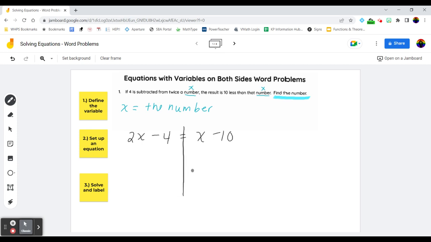Now I need to solve the equation. I don't have to distribute or combine like terms. I just have to get the variable to one side. So I'm going to subtract x because I like to get a positive coefficient. That leaves me with x minus 4 equals negative 10. And then I just have to isolate x by adding 4 to both sides. So x equals negative 6. Our final answer is that the number we're looking for is negative 6.